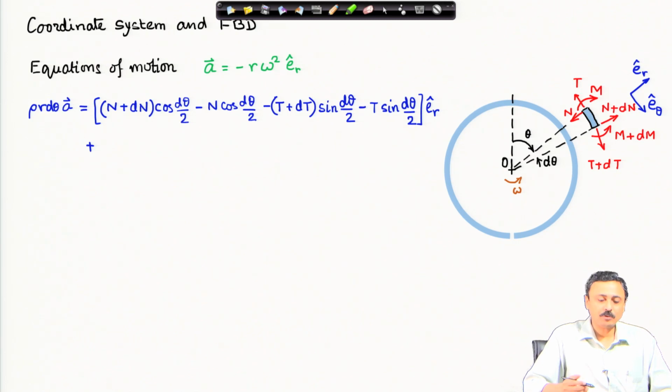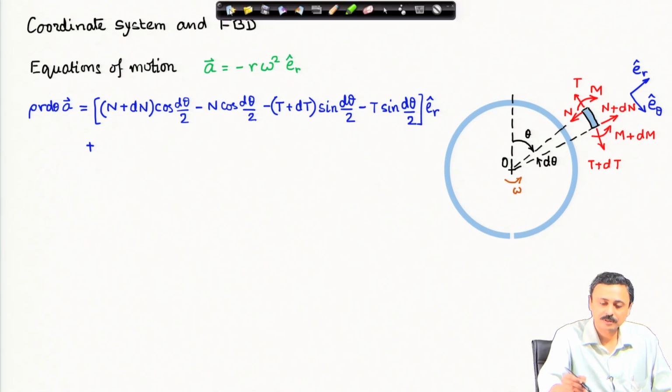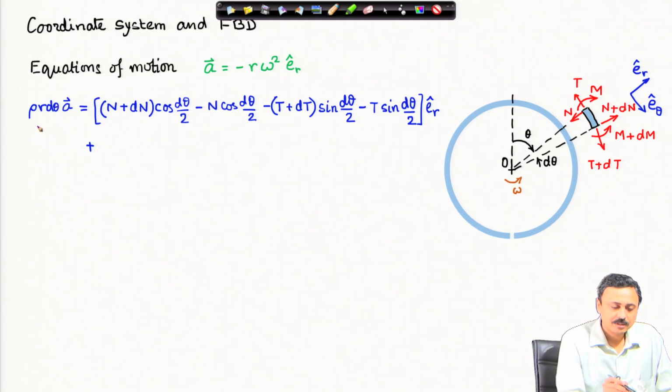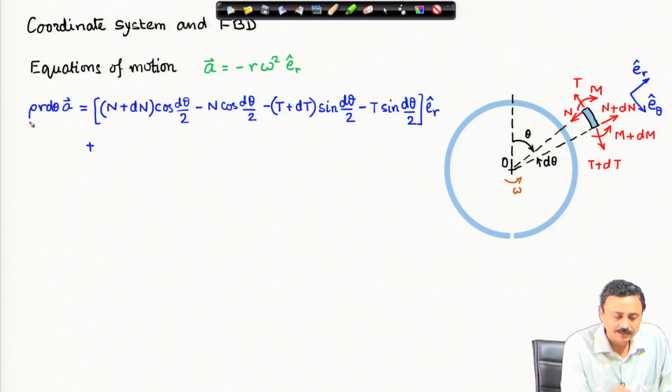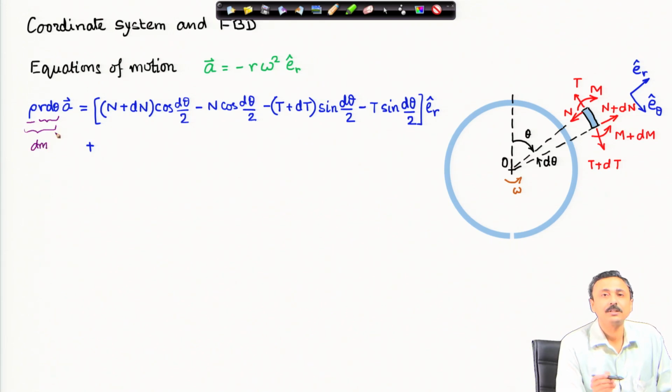Now, I am going to write down this equation of motion for this element. It's like a point particle. Here, rho is the mass per unit length of the ring, and r d theta is the little length of that element. Therefore, rho times r d theta gives us the mass of the element. Mass of the element times acceleration is equal to the net force on the element.